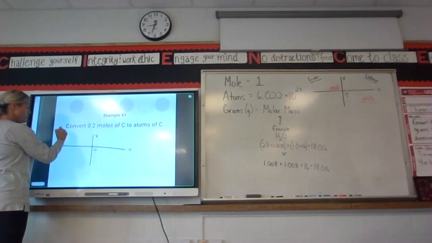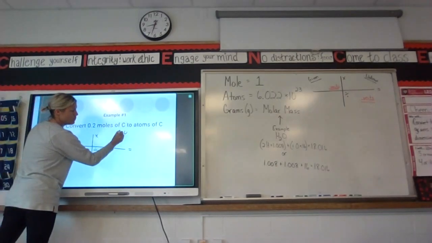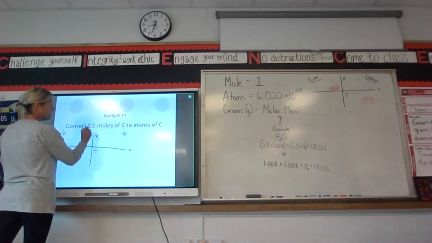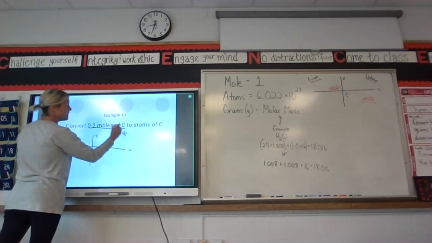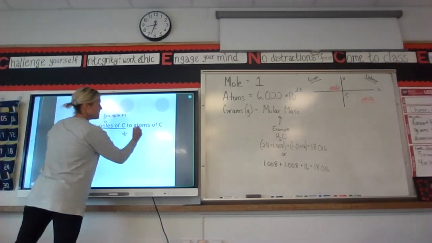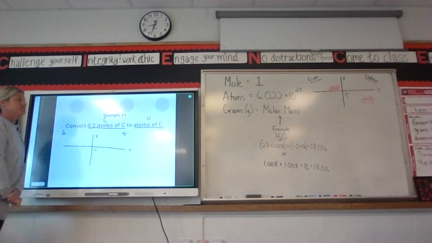Your given will always go here. Your unknown will always go here. If you can figure out how to set it up, it becomes really easy. To figure out which one is your given and your unknown, your given always has a number and a unit. So this is my given. Your unknown is always after the word "to." So this is my unknown.